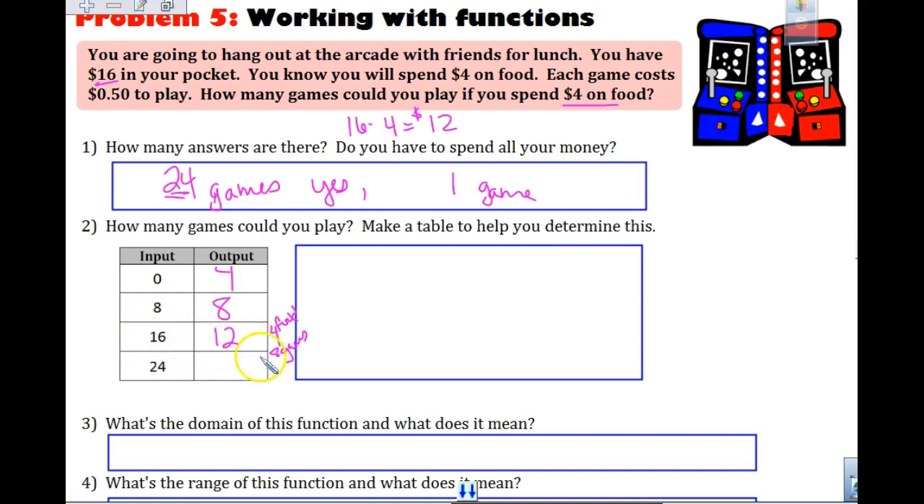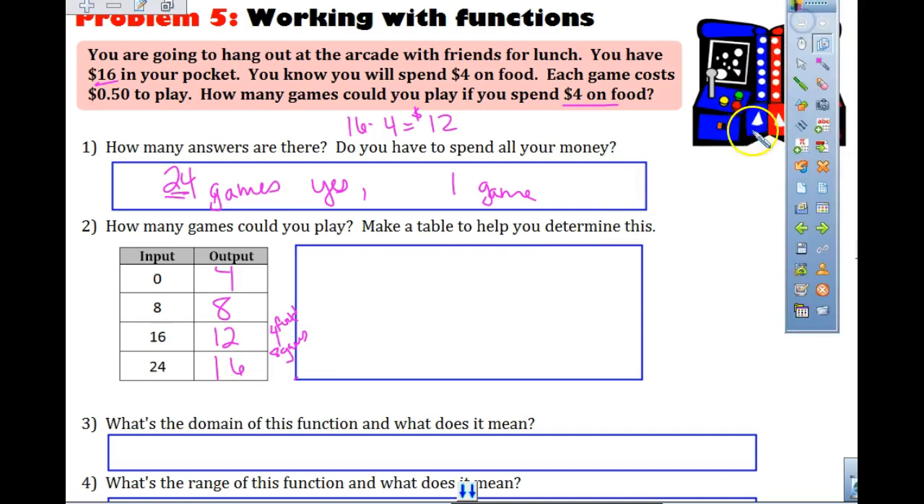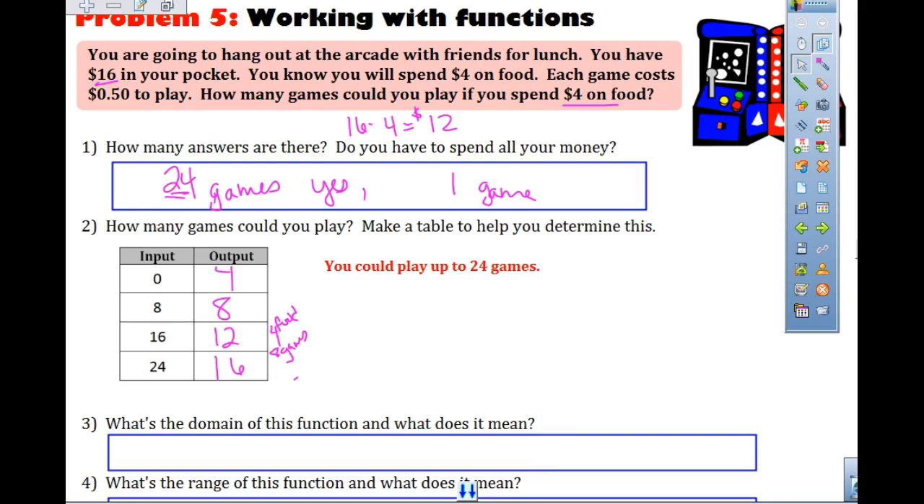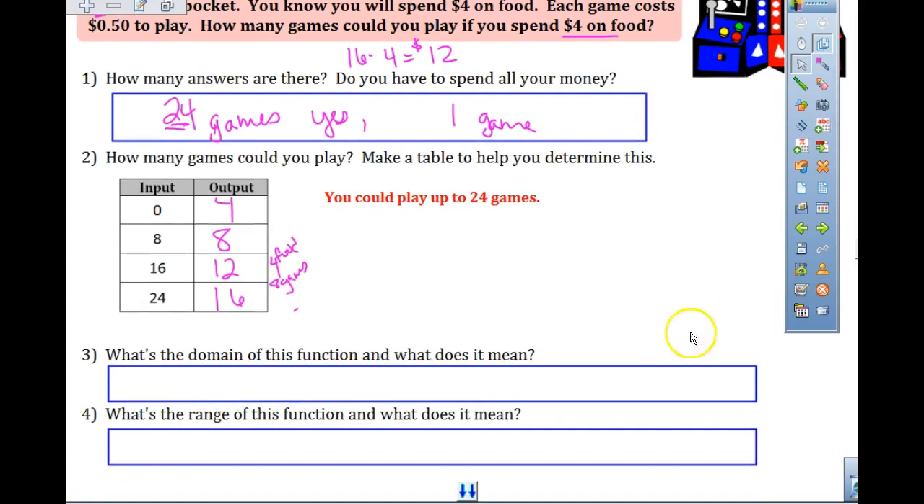Okay, out of that $16 that we were talking about, input is 16. If we are looking at those, we could have 8 games plus our food, and at 24 we would have spent all of our money, right? So when we are taking a look at this, please don't do that anymore, I'm going to have you leave. Our max we can play is up to 24 games. Could we play 23? Sure. Could we play 22? Any number up to that we could play.